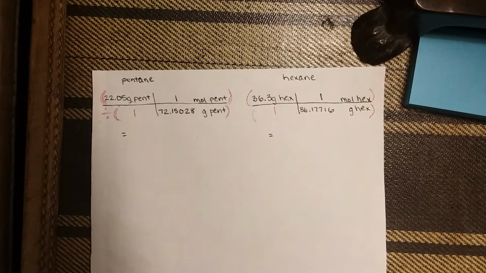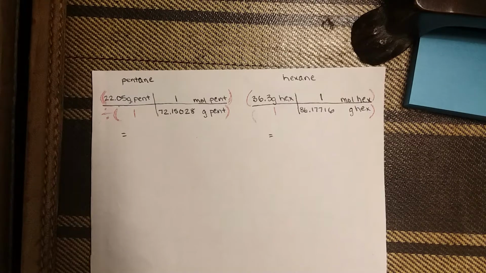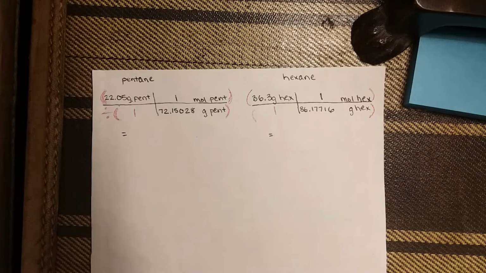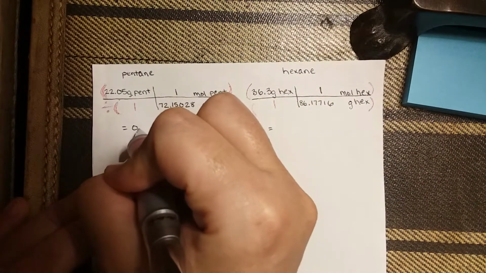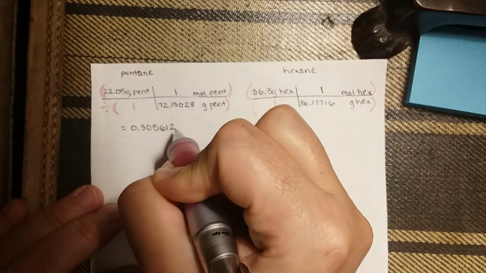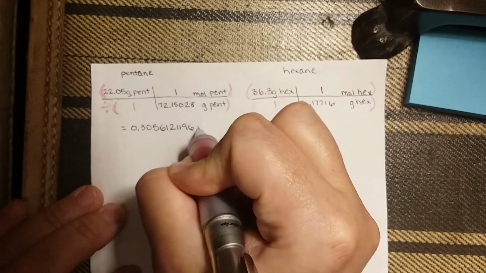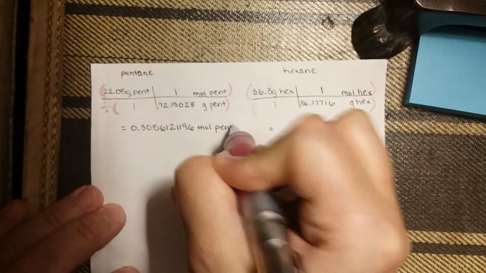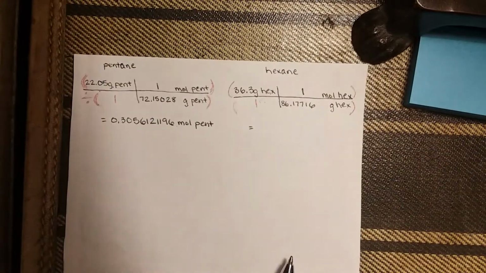So let's see, open parenthesis, 22.05 times 1, close parenthesis, divide, open parenthesis, 1 times 72.15028, close parenthesis, enter. So for pentane, I get 0.305612196 moles of pentane.